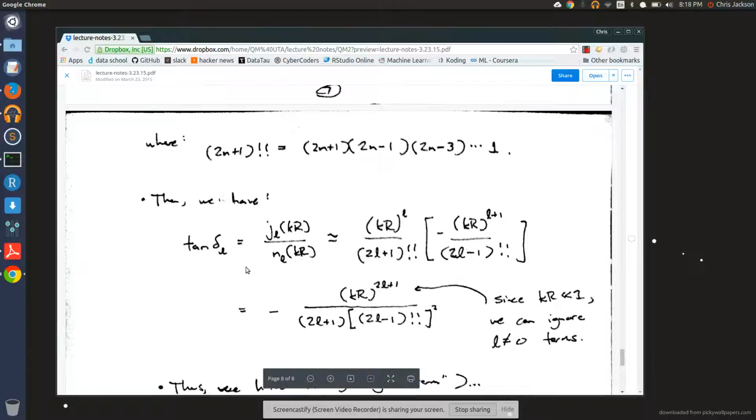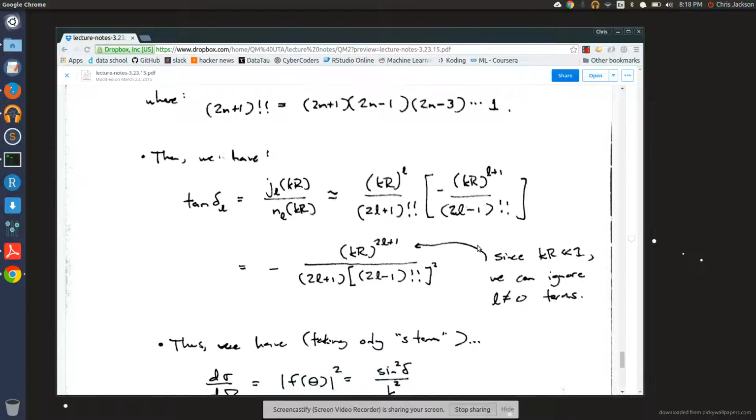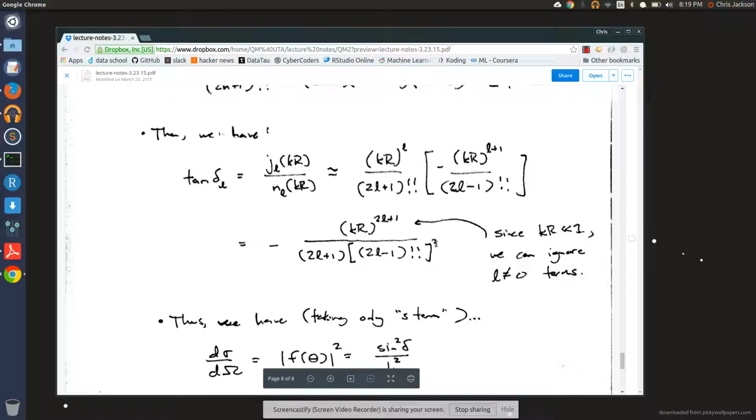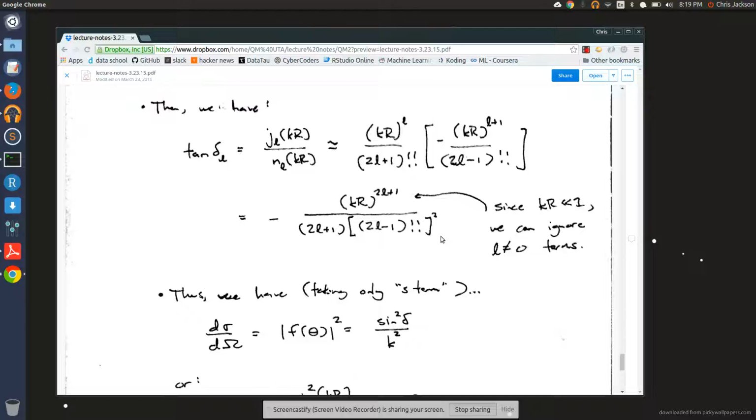All right, so I have my expression of tangent delta L in terms of the Bessel and Neumann functions. Plug in my small KR limit expressions. I'm just combining stuff. I don't think this should be squared here; I think that's a typo. But what you can see is that this is a general expression for our phase shift.